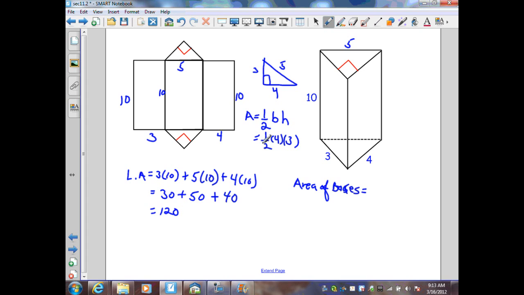Also, this makes it easy because I'm given two triangles. Therefore, I'm going to have to multiply this by 2. And when I do that, I'm going to get just 4 times 3. So 4 times 3 is 12. That is the area of my 2 triangles. Or in other words, each triangle would have been 4 times 3, which is 12, divided by 2, which is 6. Multiplying by 2 because of 2 triangles gives me 12. Now, the surface area is going to equal 120 plus 12, which equals 132.